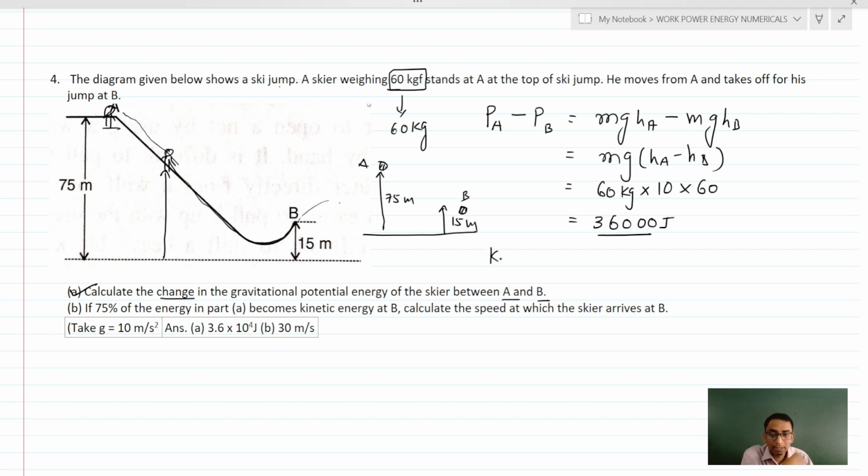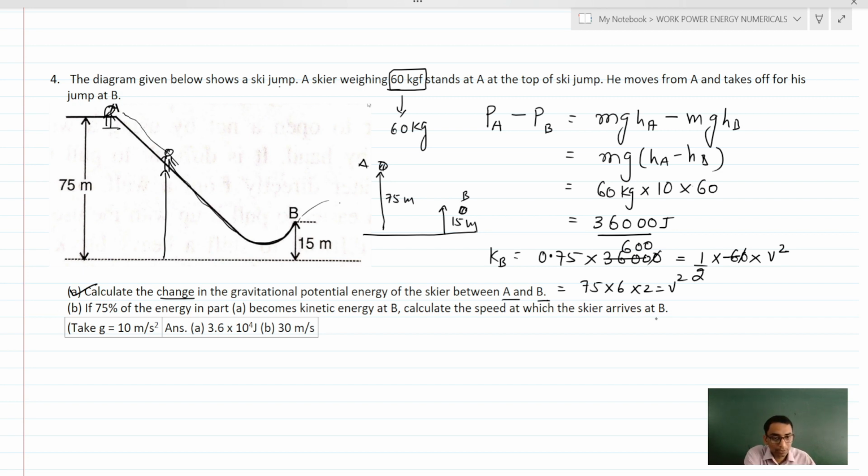So kinetic energy at B is equal to 75%, so 0.75 times 36,000. This is the kinetic energy. Now that itself is half times mass, and the mass is 60, times v square. So the zeros are getting cancelled, 6 ones are 6, so this is 75 times 6 times 2, that is equal to v square.